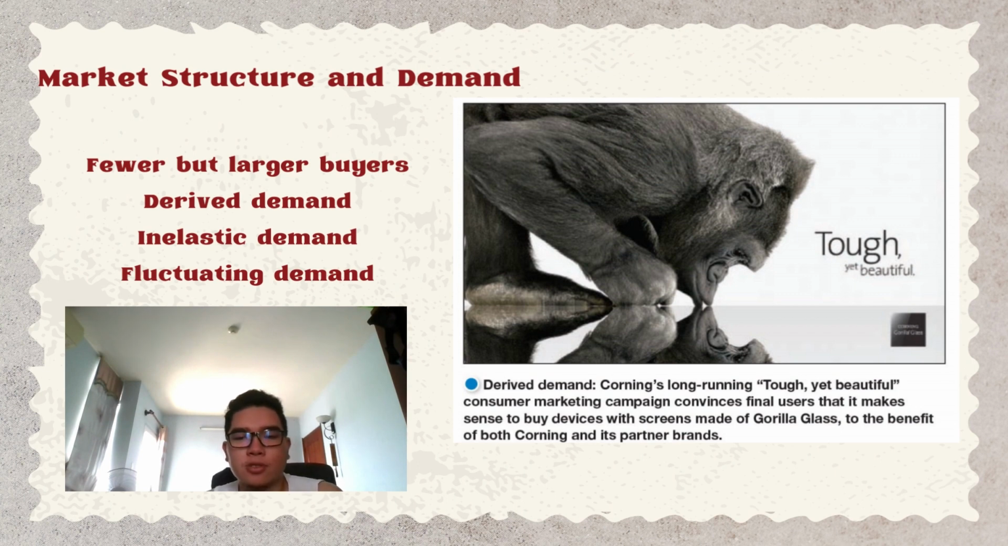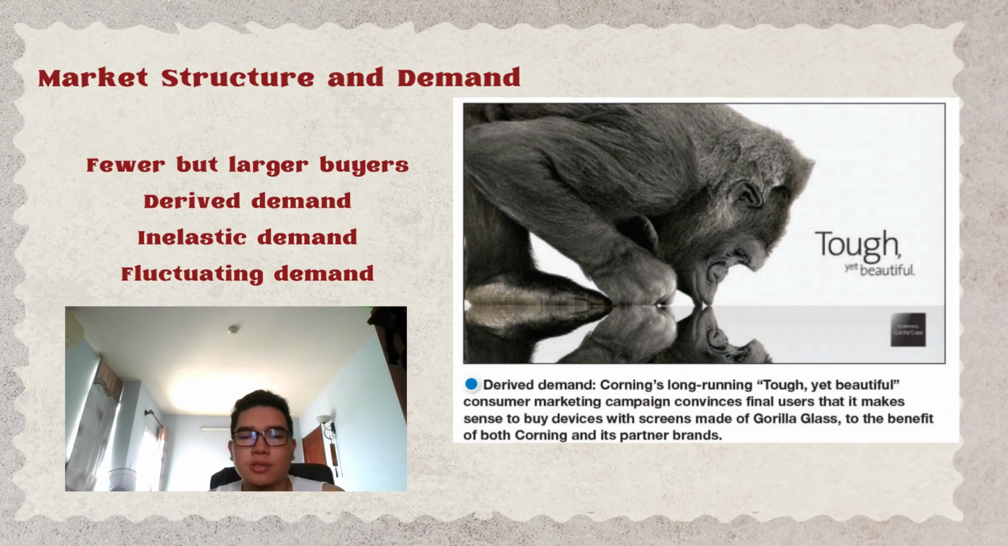The final one is fluctuating demand. The demand for many business goods and services tends to change more quickly than the demand for consumer goods and services. For example, a long-running consumer marketing campaign features a family of Godzilla who are out to convince the final buyers that it makes sense to choose digital devices with screens made of Gorilla Glass.